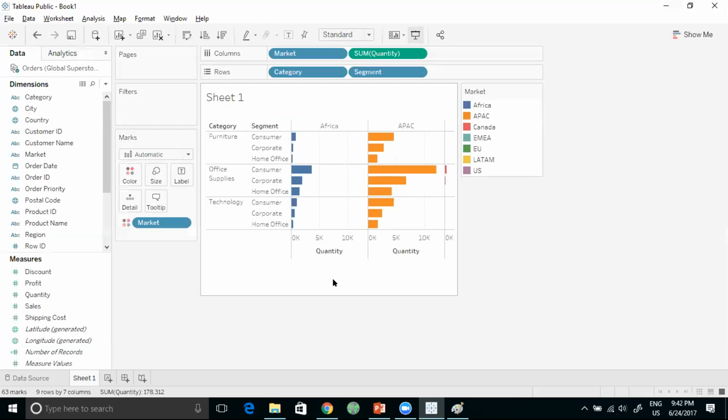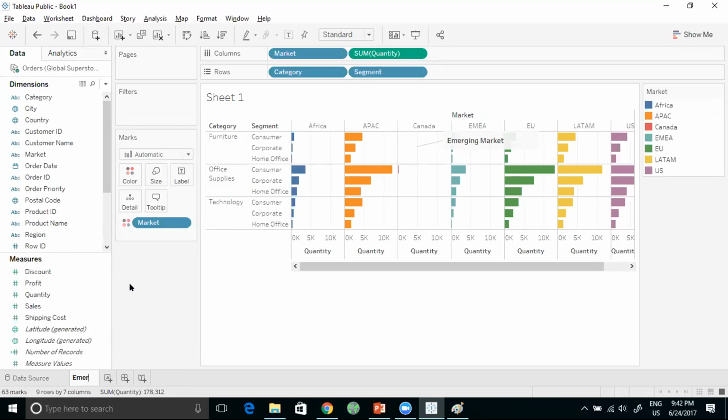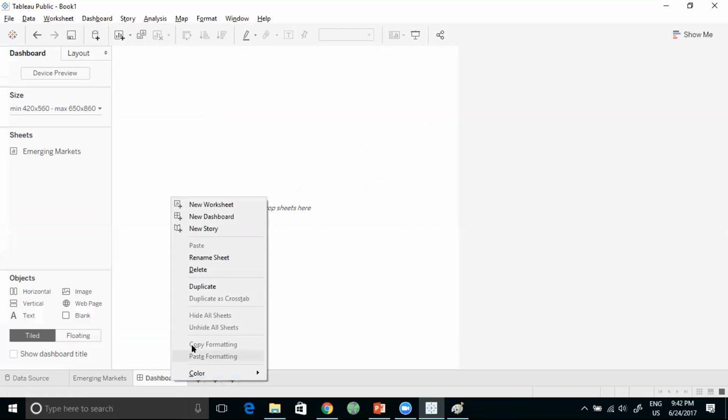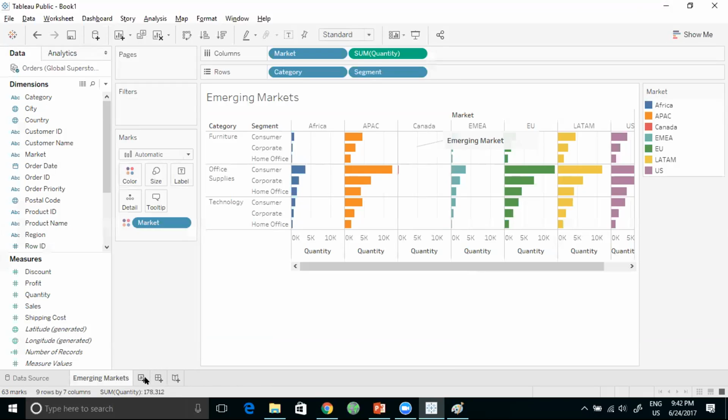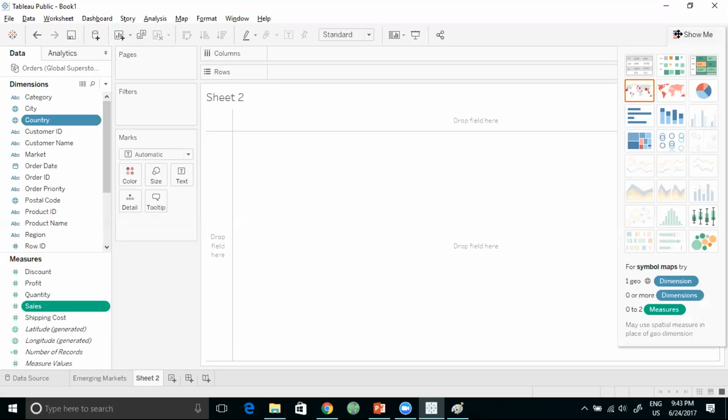But let's move ahead, and even better than this, we're going to rename this sheet as emerging markets. Now I'm going to open a new sheet, and this is the power of visual analytics. Look at how quickly I'm going to see where the sales are worldwide. I'm just going to click on country in dimensions. That's all I did. I'm going to press the control button on my keyboard and press sales. Now I selected country and sales by using the control button. On the top right corner, there's a small button that says Show Me. I'm going to click on that.